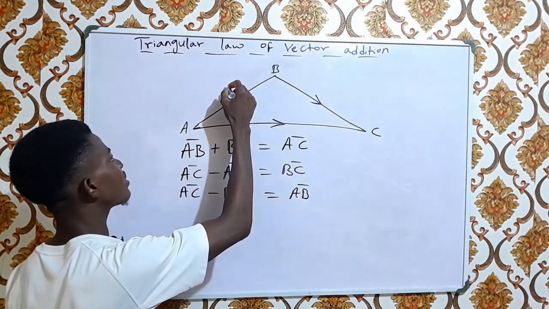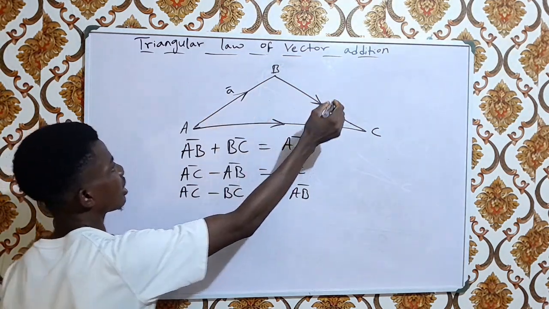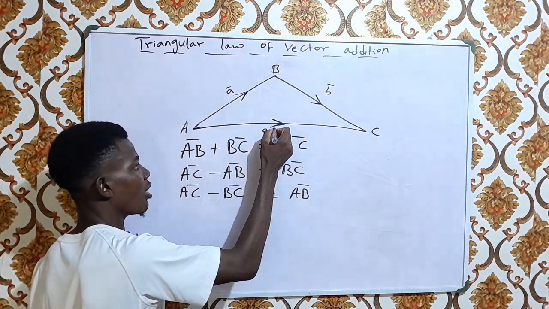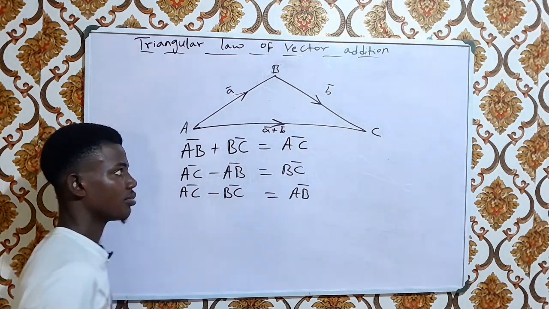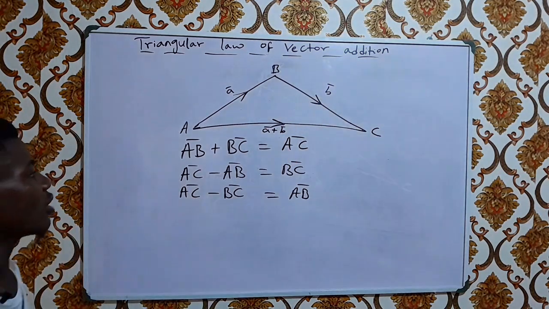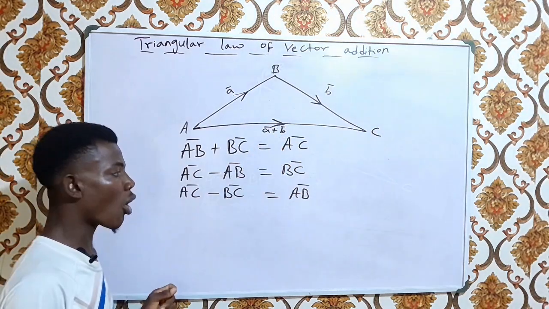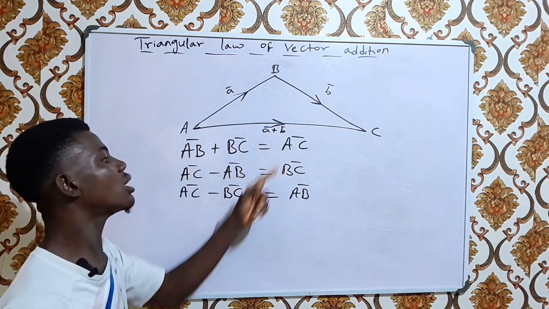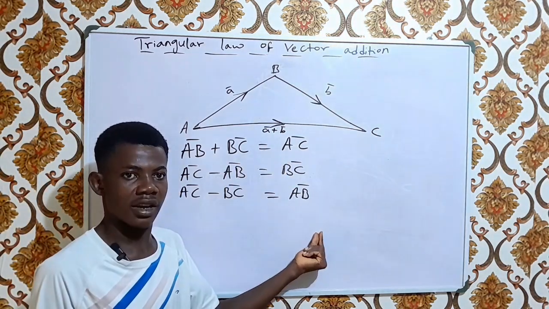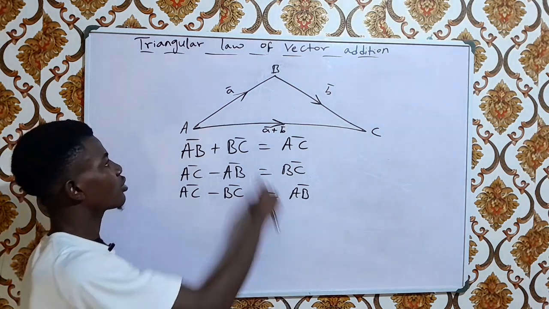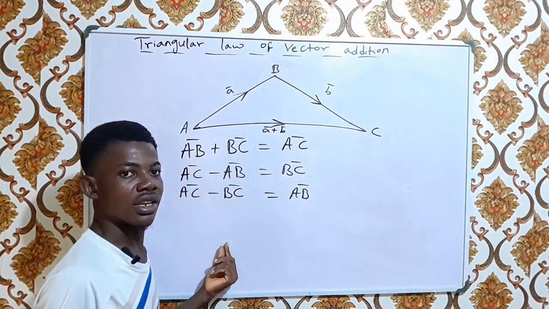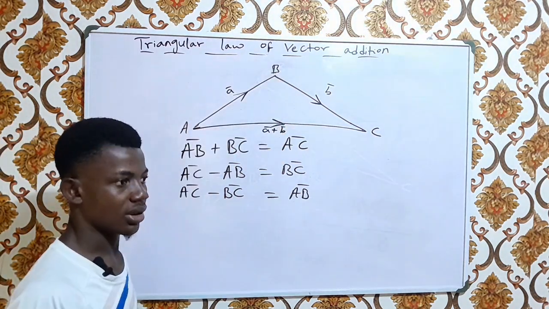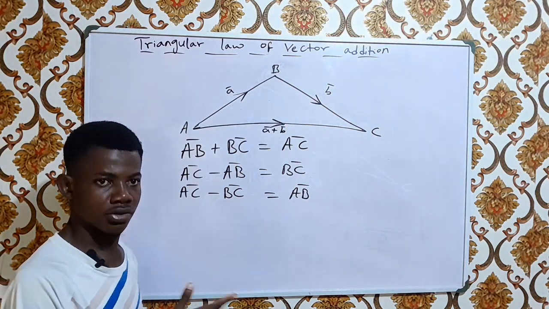Now, if we represent AB by small letter a and represent BC by small letter b, AC will now be a plus what? b. a plus b. This a plus b is called the resultant vector. That is, when you add two vectors to get this, it means the resultant vector.